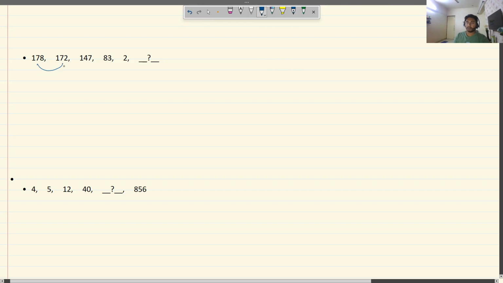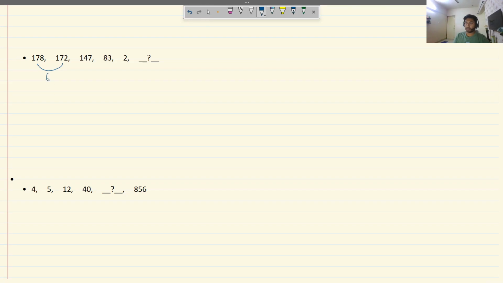78 minus 62 is 6. Difference is 6. Or I should say 172 minus 178 is minus 6, because I'm seeing this is a reducing, decreasing series. So as you subtract the bigger number from the smaller number as we go on, we'll get the difference in negative. So 172 minus 178 is minus 6. 147 minus 172 is minus 25.